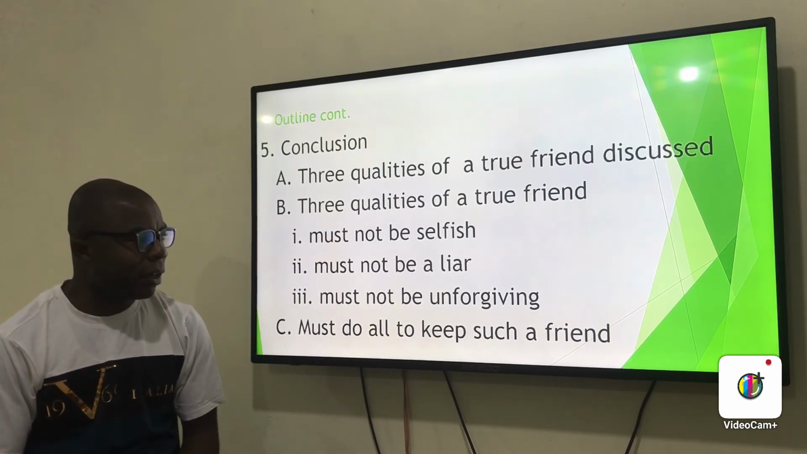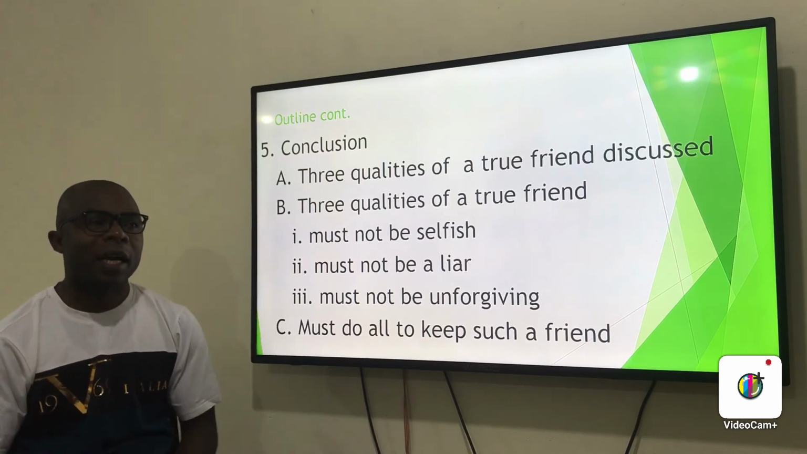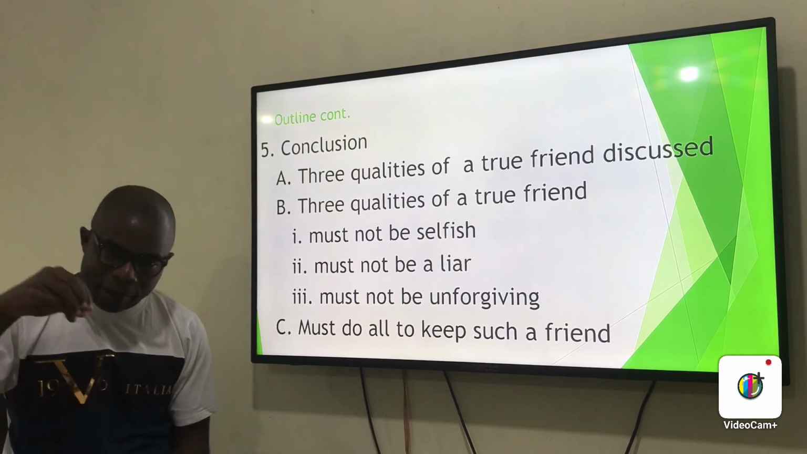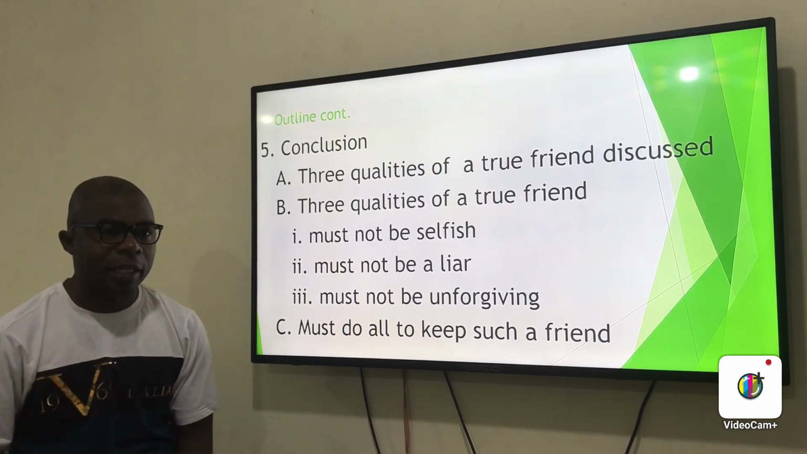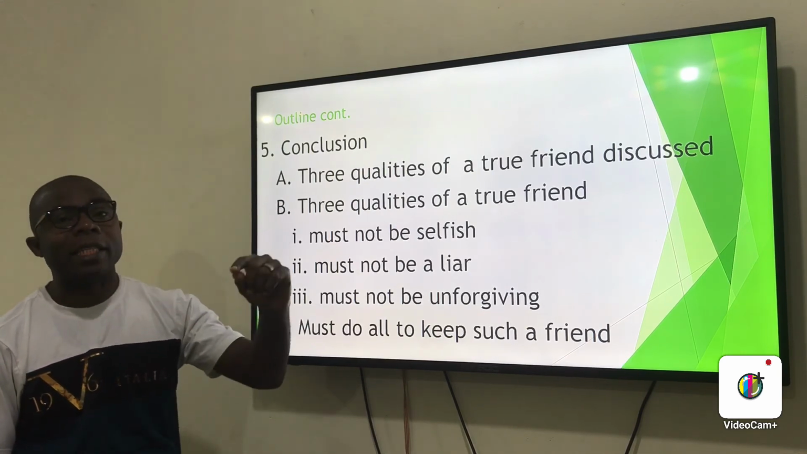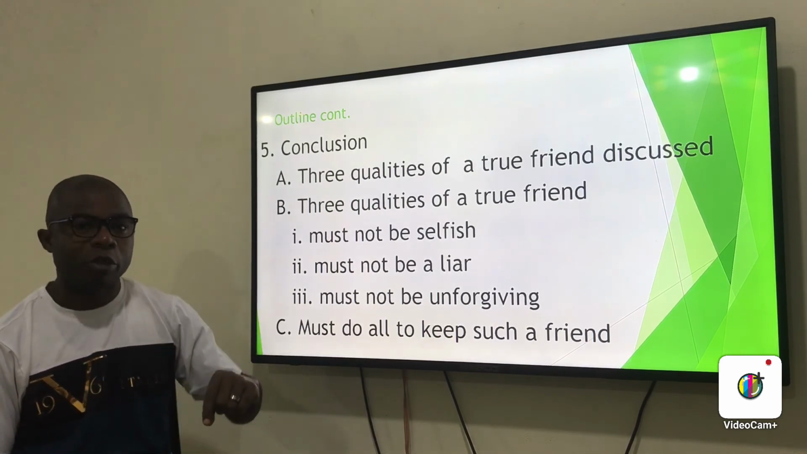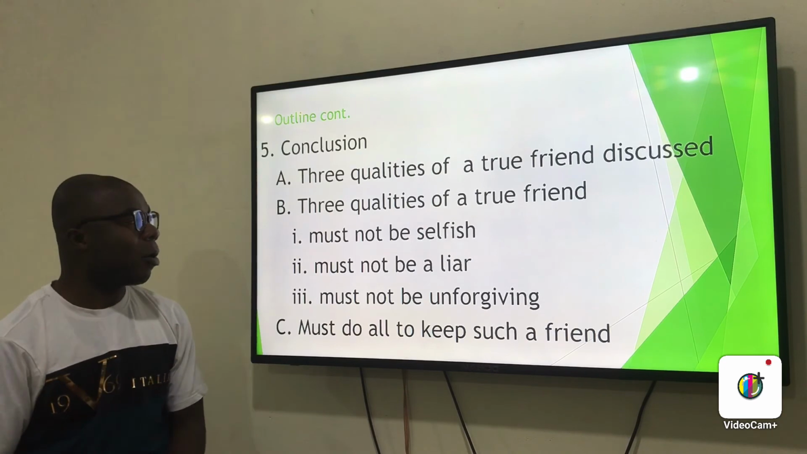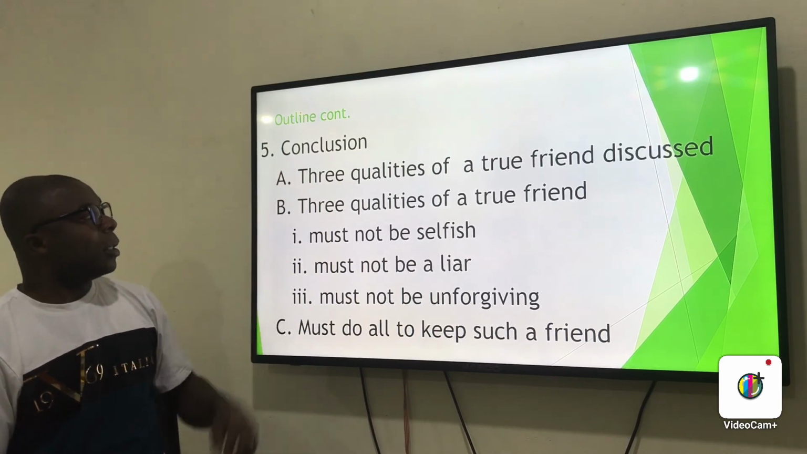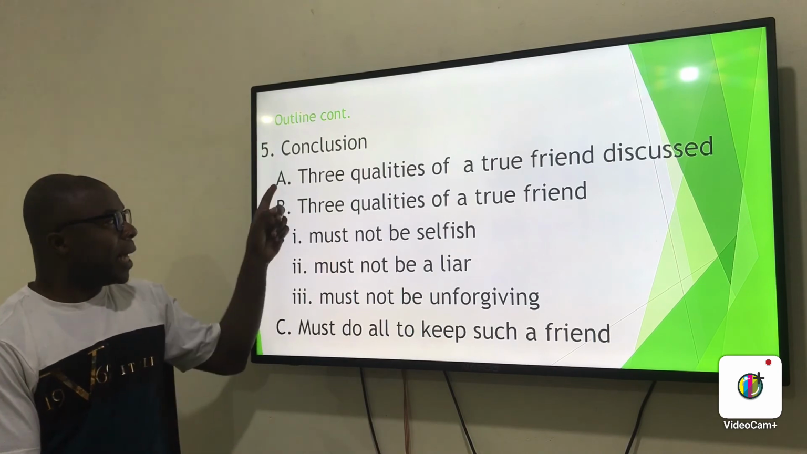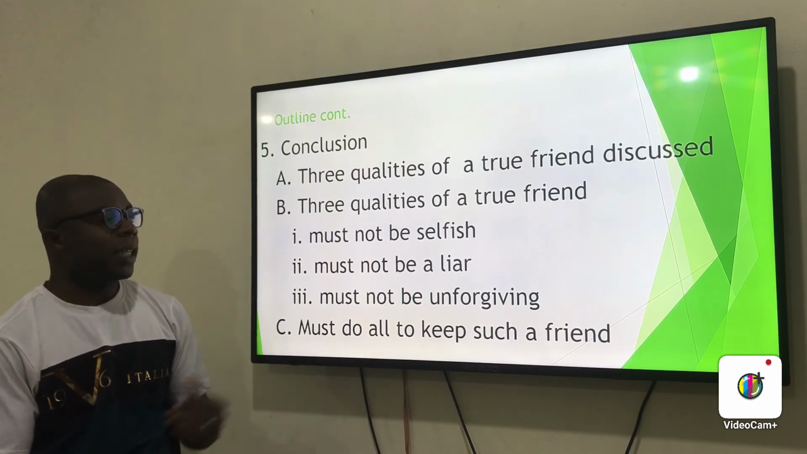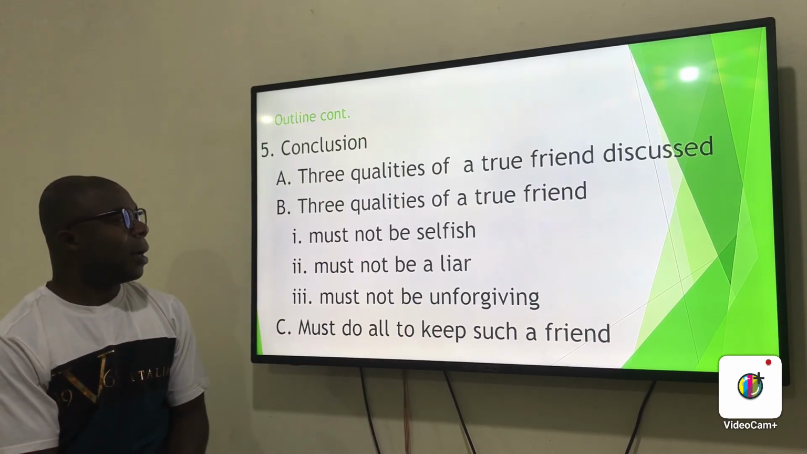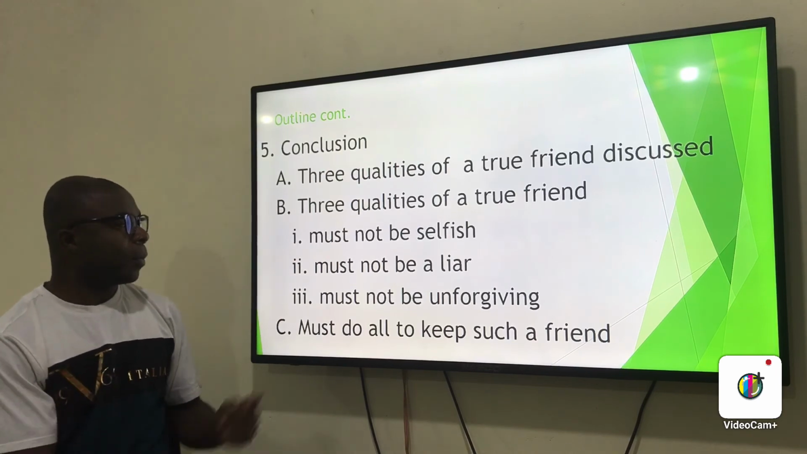But of course, it'd be fine for the sake of variety, those ideas could be restated in another way, carrying the same concept or the same idea, so that it wouldn't be like dropping the ideas verbatim, how they were introduced in the introductory paragraph. They can be couched in a different form altogether. So, conclusion. The major point A says 3 qualities of a true friend discussed. So you are showing that you've discussed so far 3 qualities of a true friend. And then you want to capture them. 3 qualities of a true friend: must not be selfish.